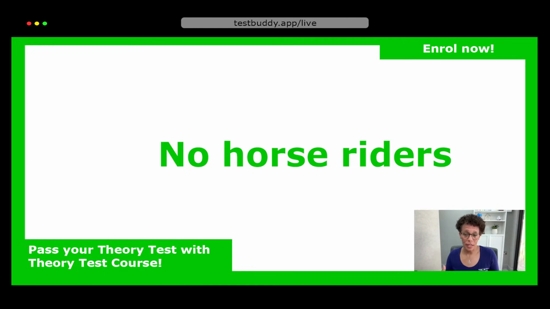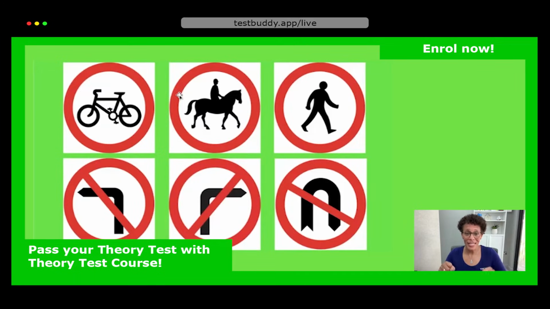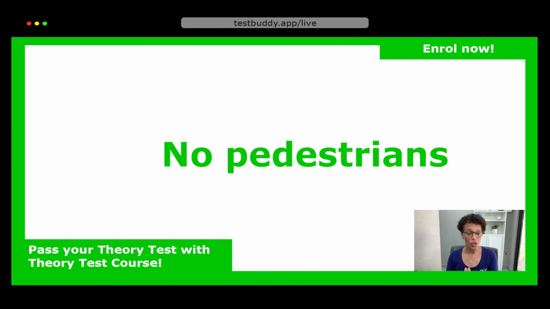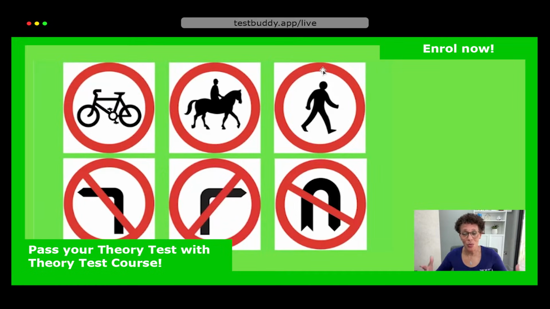No horse riders. Nobody riding horses is allowed down this road. Red O means no. No pedestrians. You cannot walk down this road.